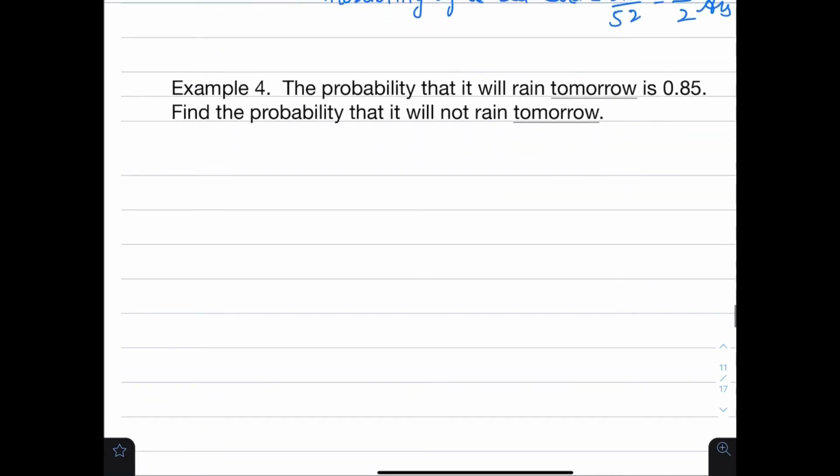Question number 4. The probability that it will rain tomorrow is 0.85. Find the probability that it will not rain tomorrow.